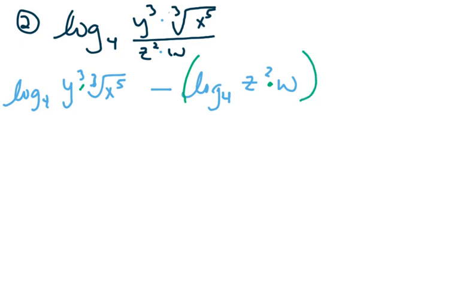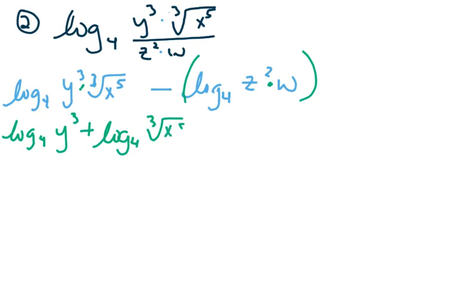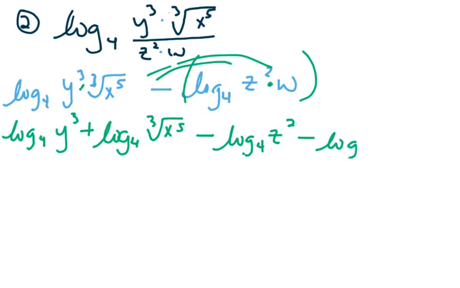All right, so pulling this apart, we have log base 4 of y to the third plus log base 4 of the cube root of x to the fifth minus log base 4 of z squared, and we're minusing because that negative here gets distributed to both parts, so we're minusing log base 4 of w.